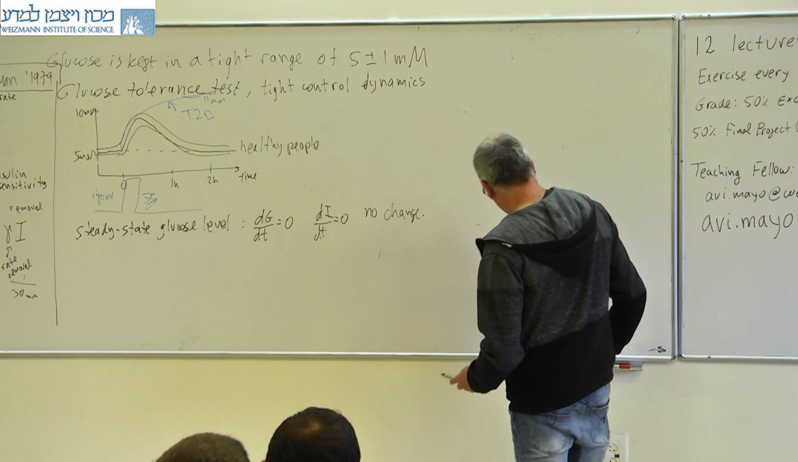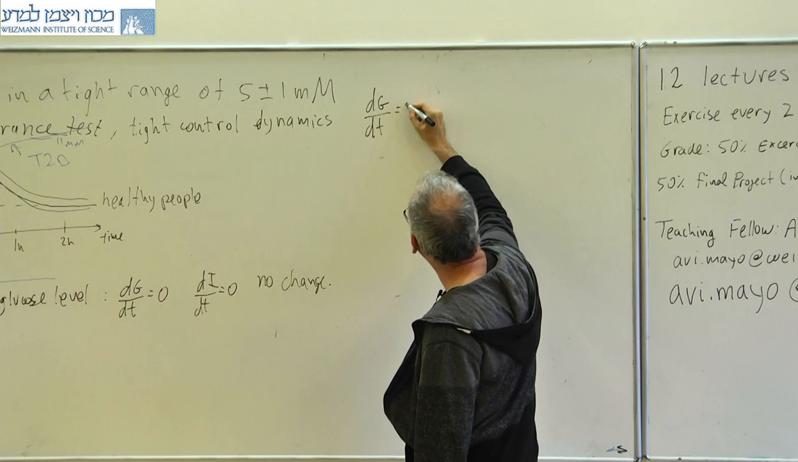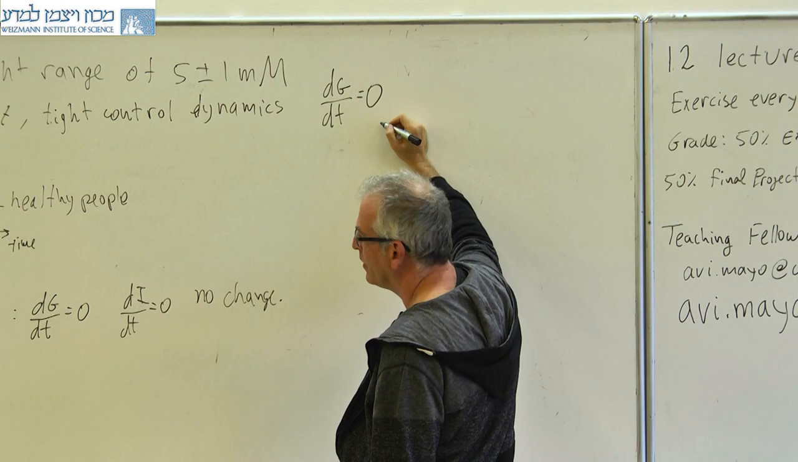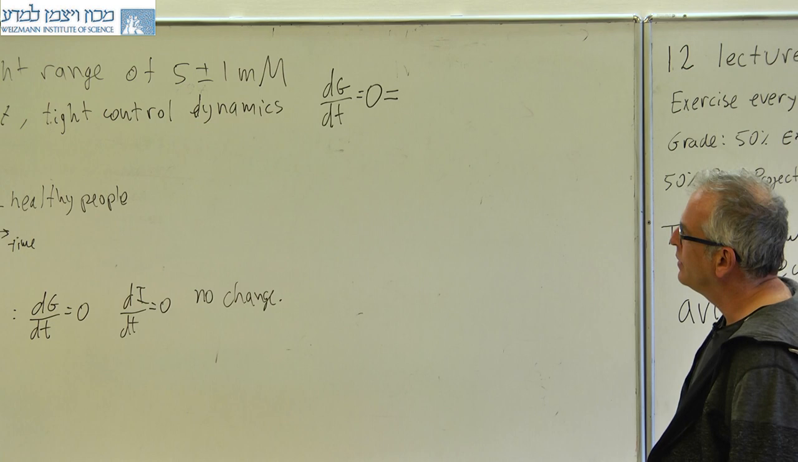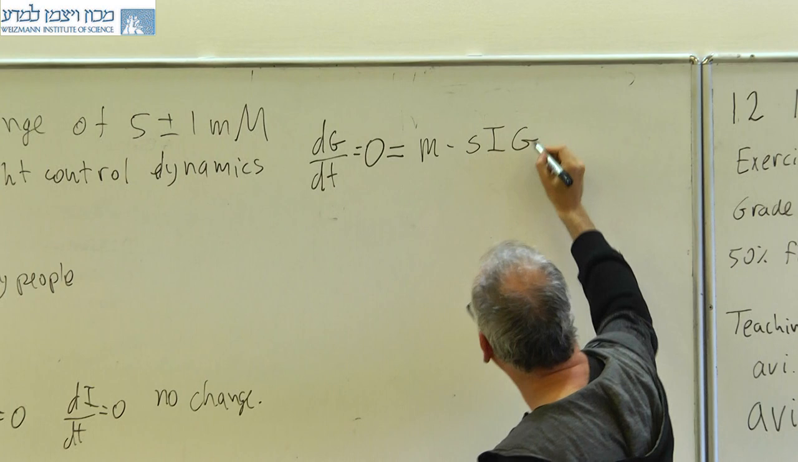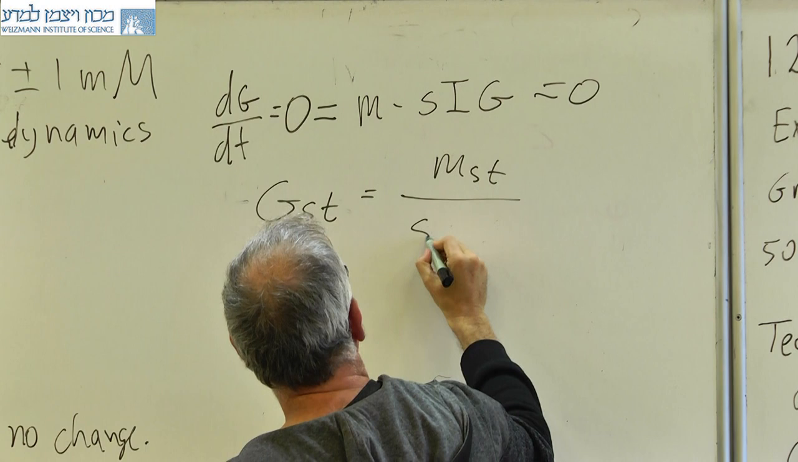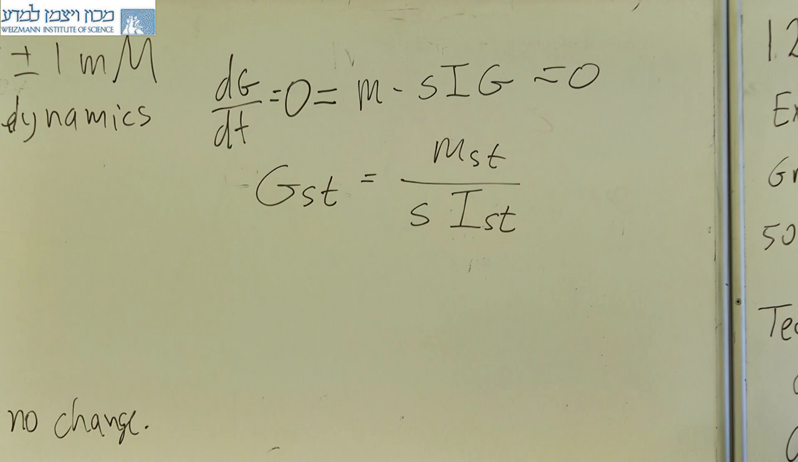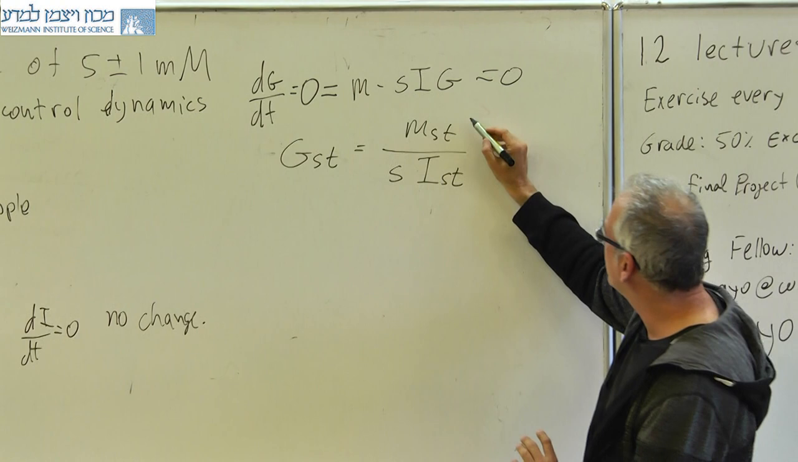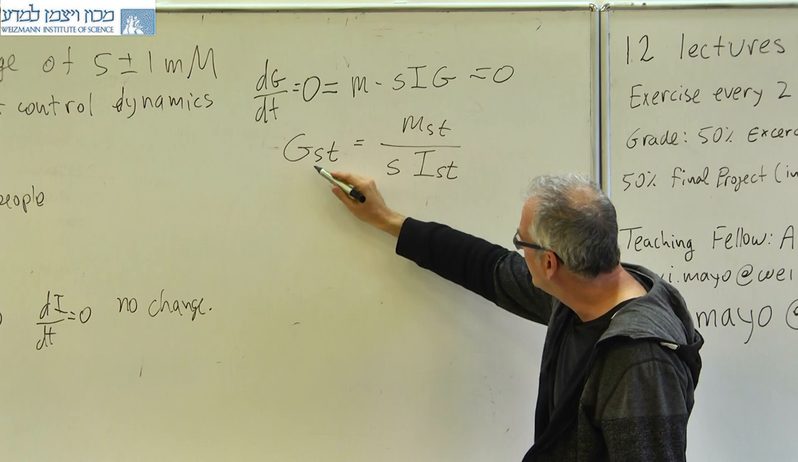So dG/dt equals zero. What does that mean? That means M minus S_I times G equals zero. So G steady state is M steady state divided by S_I. And this insulin sensitivity parameter is what defines this person at this particular moment. M steady state is the steady state production of glucose, and this is G steady state.